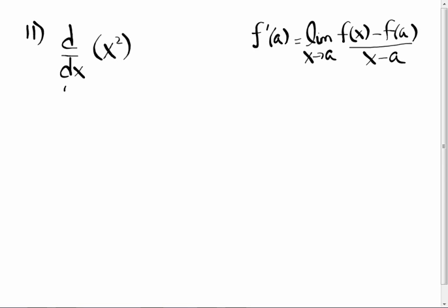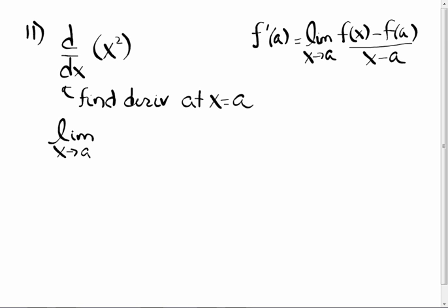So this is saying find the derivative at x equals a. So it's the limit as x approaches a. It's f of x. What's f of x? Minus f of a. That's f of a. Substitute in a, it's a squared. I know you're thinking, it can't be that easy. Yeah, it is. Over x minus a.